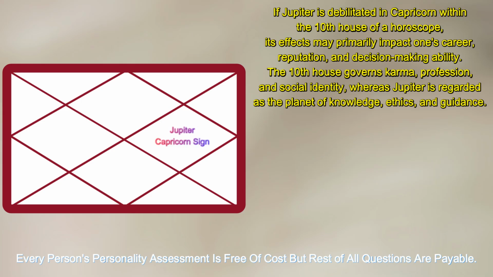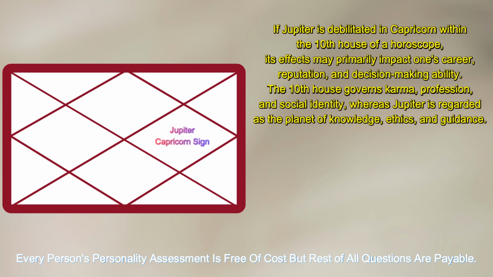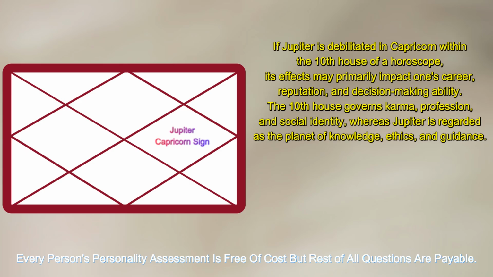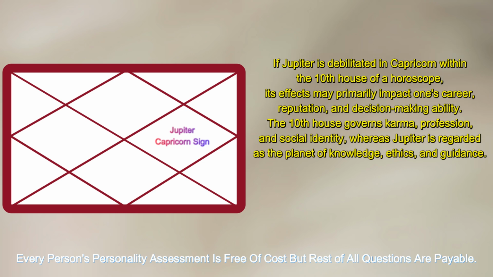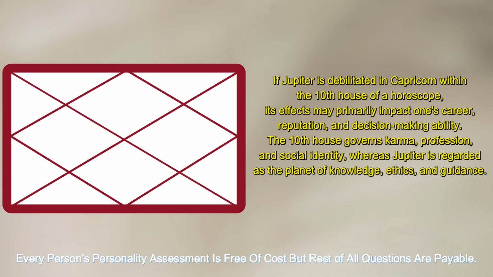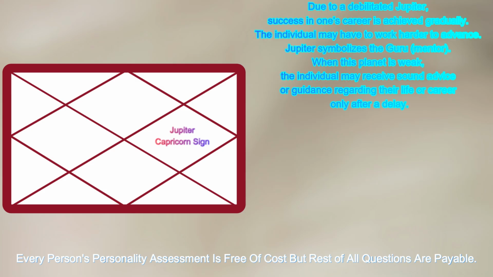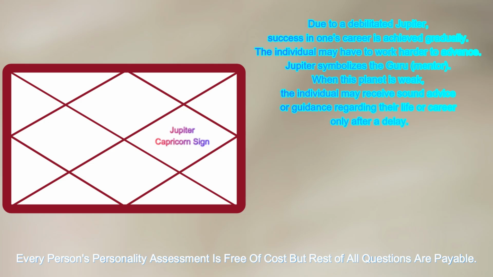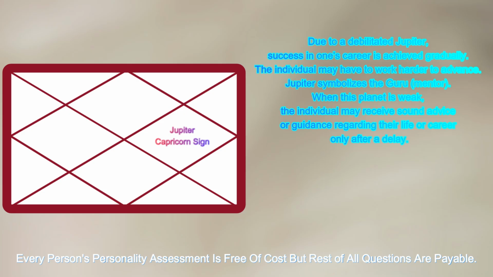If Jupiter is debilitated in Capricorn within the 10th house of a horoscope, its effects may primarily impact one's career, reputation, and decision-making ability. The 10th house governs karma, profession, and social identity, whereas Jupiter is regarded as the planet of knowledge, ethics, and guidance. Due to a debilitated Jupiter, success in one's career is achieved gradually. The individual may have to work harder to advance.